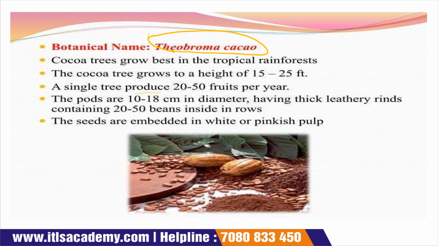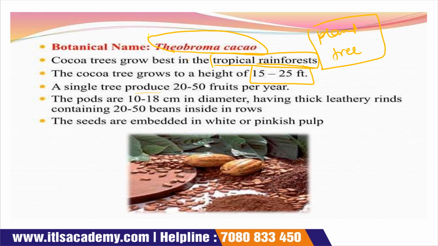Cocoa trees grow best in the tropical rainforest. Every type of plant, every type of tree, has its own area for growth. So the cocoa tree grows best in the tropical rainforest. The height of the cocoa tree is about 15 to 25 feet.